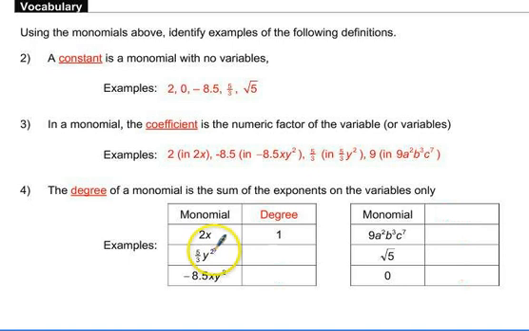Here, the exponent is 2, so that'd give you a 2. Here, we have 2 variables in the same monomial. The x would have a 1 that goes with it. So if that's the case, you're going to add those together, and you get 3.